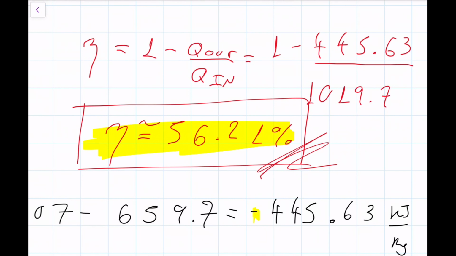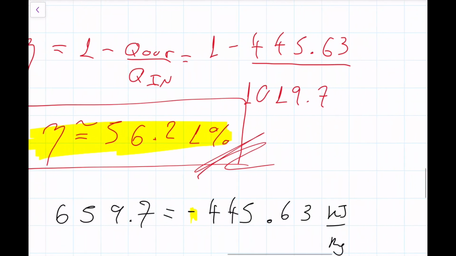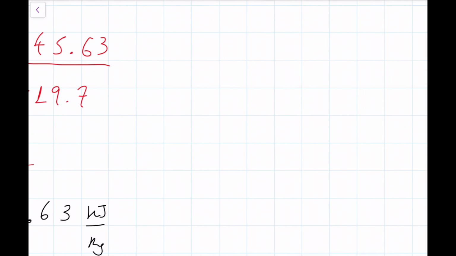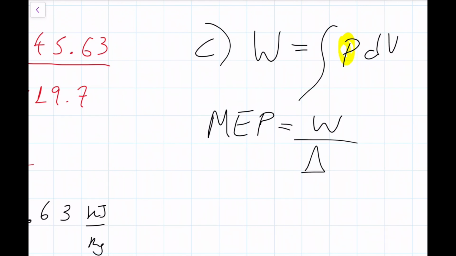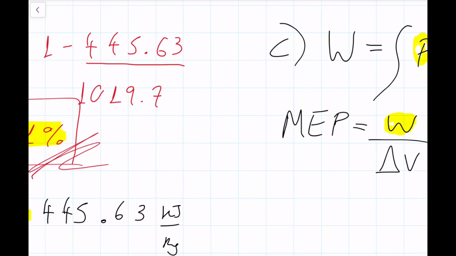Okay, last but not least, what's the mean effective pressure? Well, that's probably the easiest one to do, right? Because if you recall, work is the integral of PdV, and instead of P, we're going to have a mean effective pressure. So the mean effective pressure will be work divided by our delta V. We don't have work per se at the moment, but we do have the two Q's, so we can use the difference between them to calculate work. That is just 1,000 minus 445.